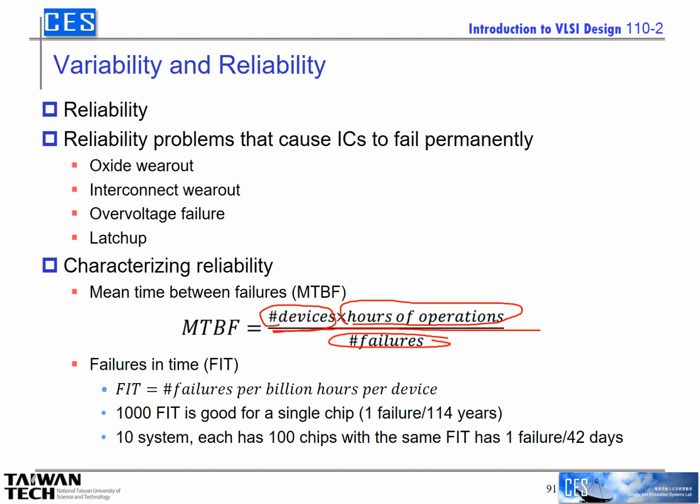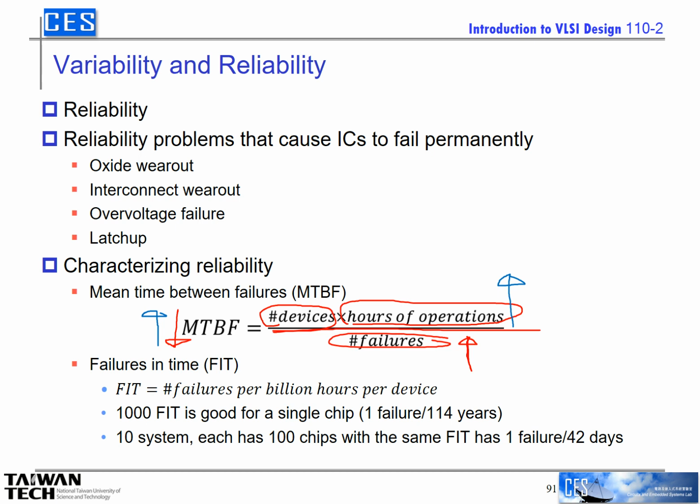Okay, so for example, when your number of failures increases, this will decrease, right? So that means the time between failures will decrease. That means you have failures more often, right? And otherwise, if the hours of operation increase, that means this MTBF increases. That means the time between two failures increases. That means the failure happens less frequently, right? So that means you have higher reliability.